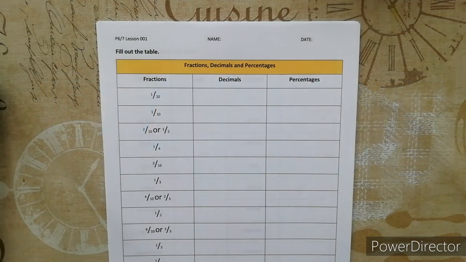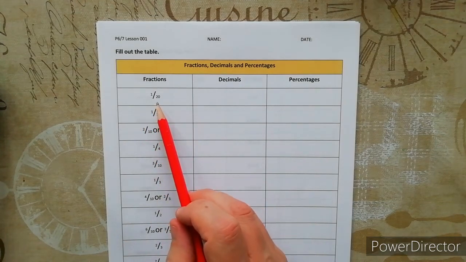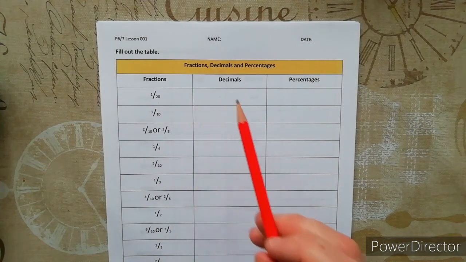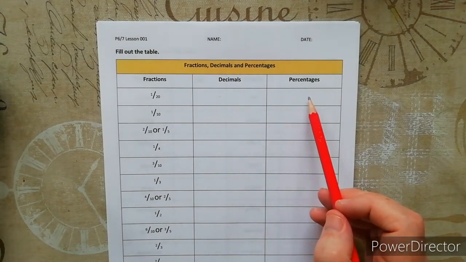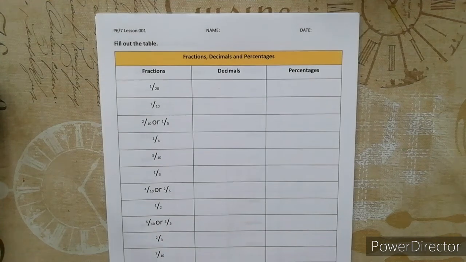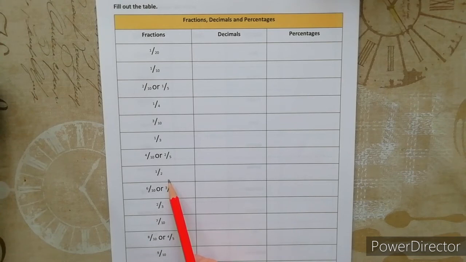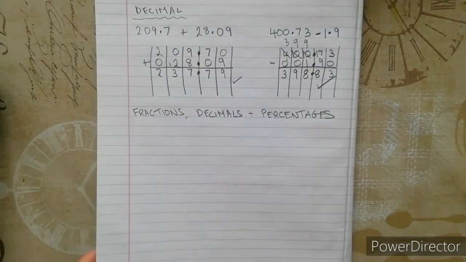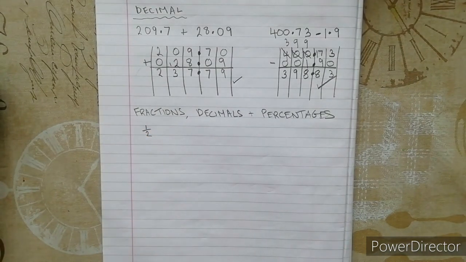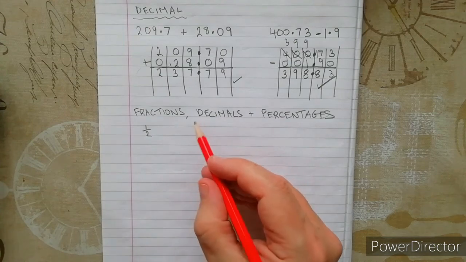Now the next part of our lesson is fractions, decimals and percentages. And hopefully you'll remember that a fraction can be written as a decimal. So they both mean exactly the same thing, which can be written as a percentage. Now probably the easiest one to look at is the half. Okay, so you'll remember you've got the half. Now, if you can't remember the decimal, you can very easily work it out.